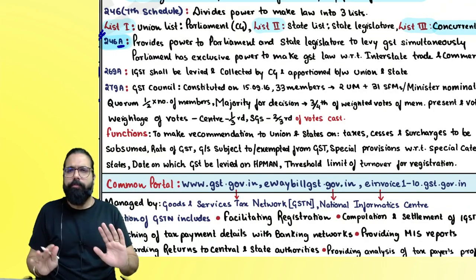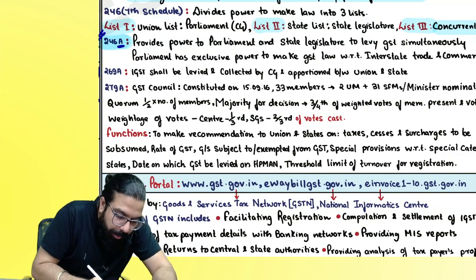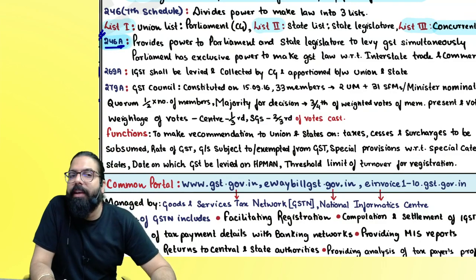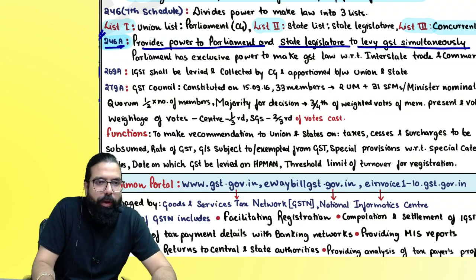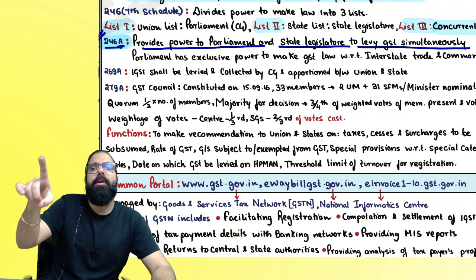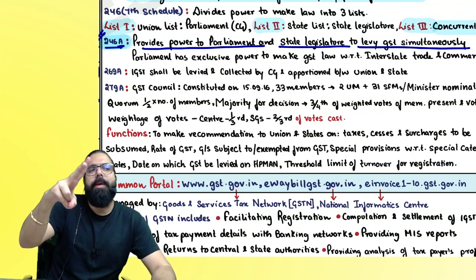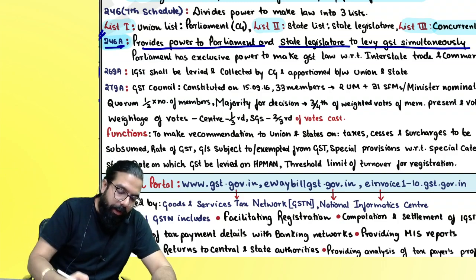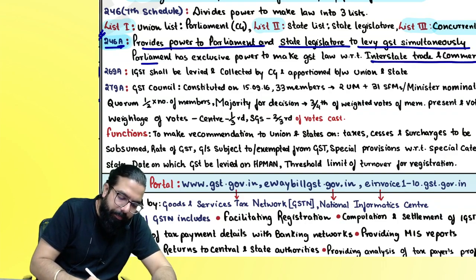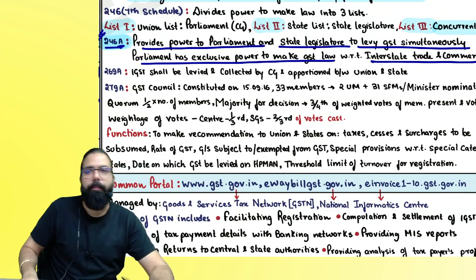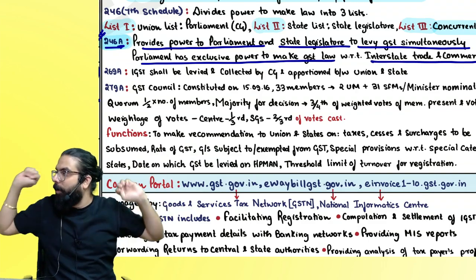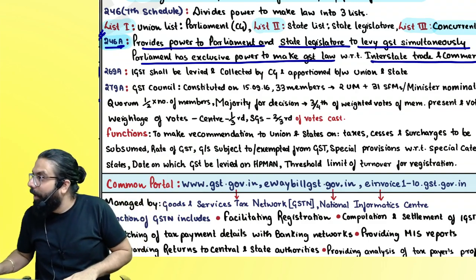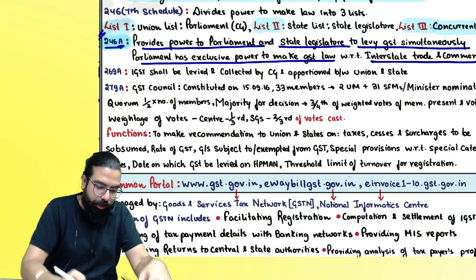Okay, see here, shortcut. Article number 246A says what, everyone? It provides power to Parliament and state legislature to levy GST together. Parliament will make the law for CGST. State legislature will make the law for SGST. Whenever it is interstate, who will make the law? Parliament has exclusive power. Am I 100% clear till here? Can I go ahead, everyone? Sir, can we go ahead? Everyone over here now. Chalo.